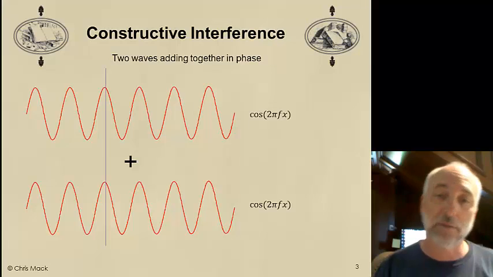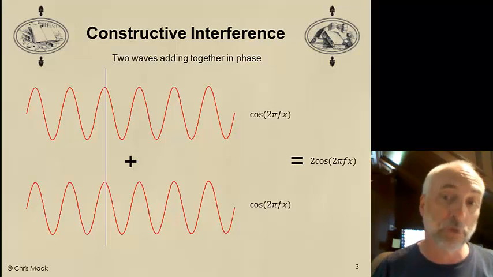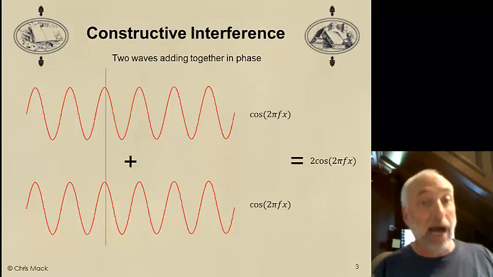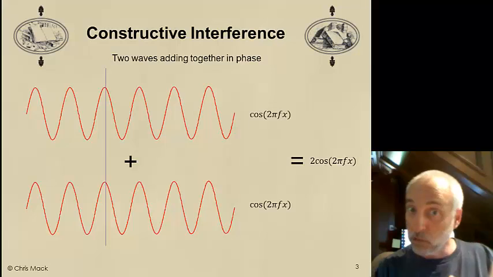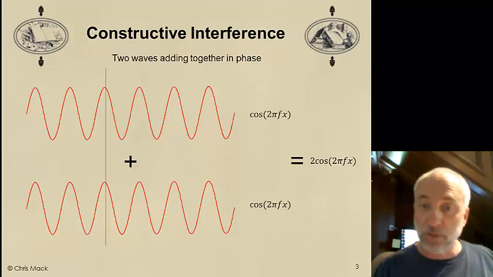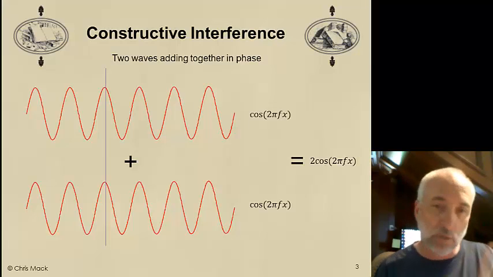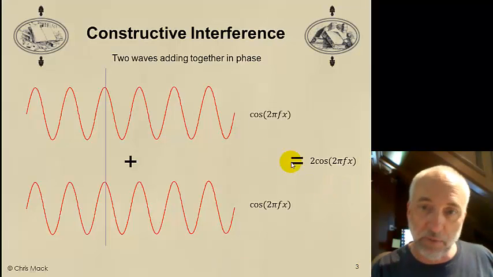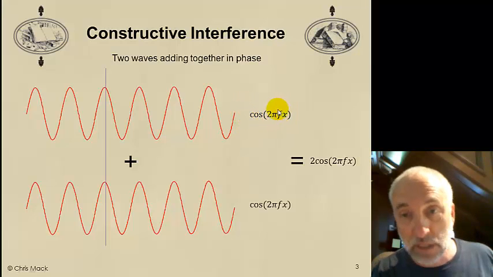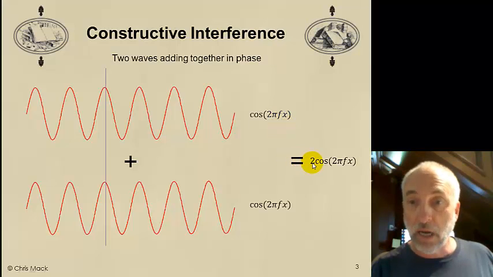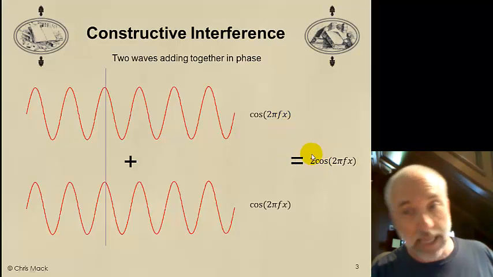Well, I can add cosine plus cosine. It's pretty simple. I get 2 cosine. In other words, I get a wave that looks just like the other waves, but greater in amplitude. The amplitude of the original cosines was 1. You should recall that the amplitude of the sinusoid is the thing that multiplies the front. The frequency, 2 pi fx, is the spatial frequency f of the sinusoid. And now, when I add these two together, I get an amplitude of 2.